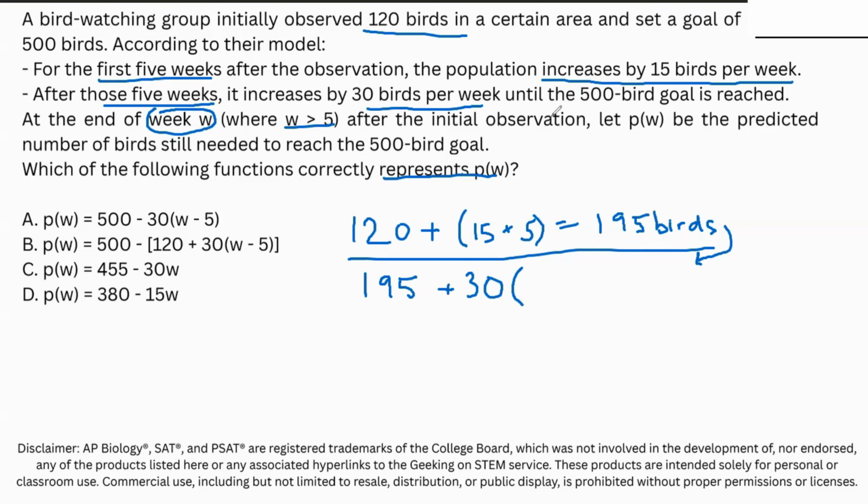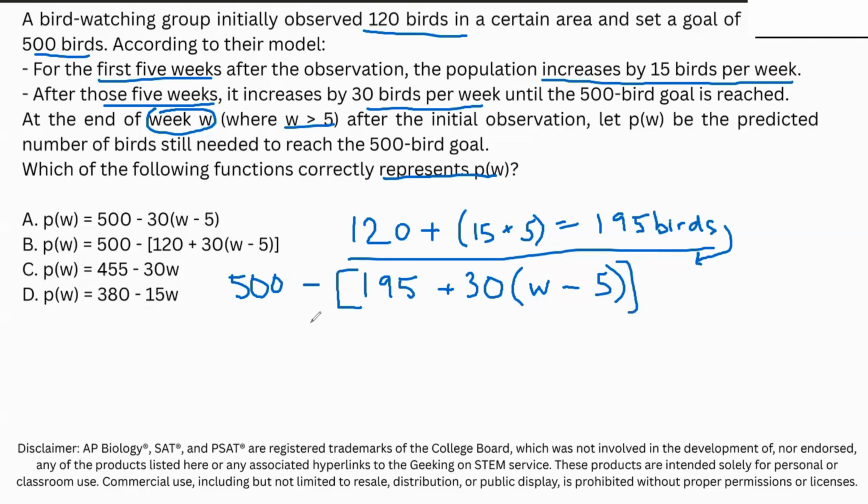However, we want to make sure that we're saying 30 birds per week minus the birds that were previously accounted for in those first 5 weeks, right? So it's whatever the weeks are minus the original 5 weeks. We can simplify this together, or we can go ahead and understand that this total needs to be subtracted from the 500 birds because that's our goal. So we have our goal of 500 and we want to account for that change within this period of time.